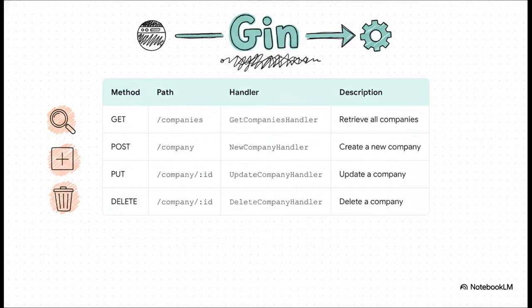So how do we tie all of this together? Well, Gin gives you a router. It's basically a map. You tell it, hey Gin, when you see a GET request to /companies, I want you to run the getCompanies handler function.